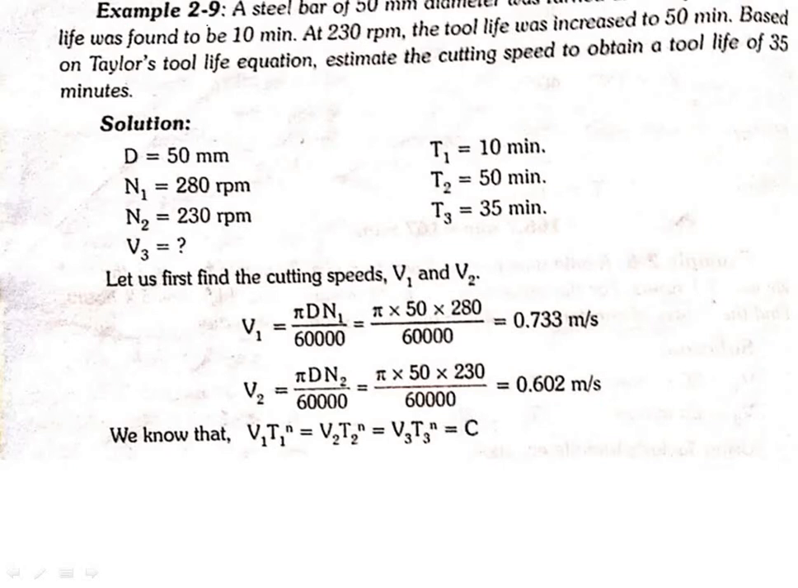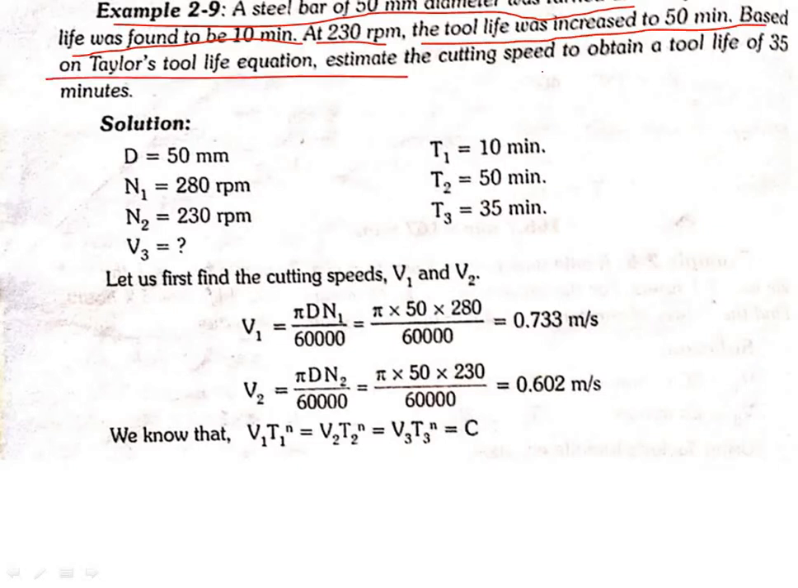Next example. A steel bar of 50 mm diameter and tool life was found to be 10 minutes. At 230 rpm, the tool life was increased to 50 minutes. Based on Taylor's tool life equation, estimate the cutting speed to obtain a tool life of 35 minutes. So, solution, given data.